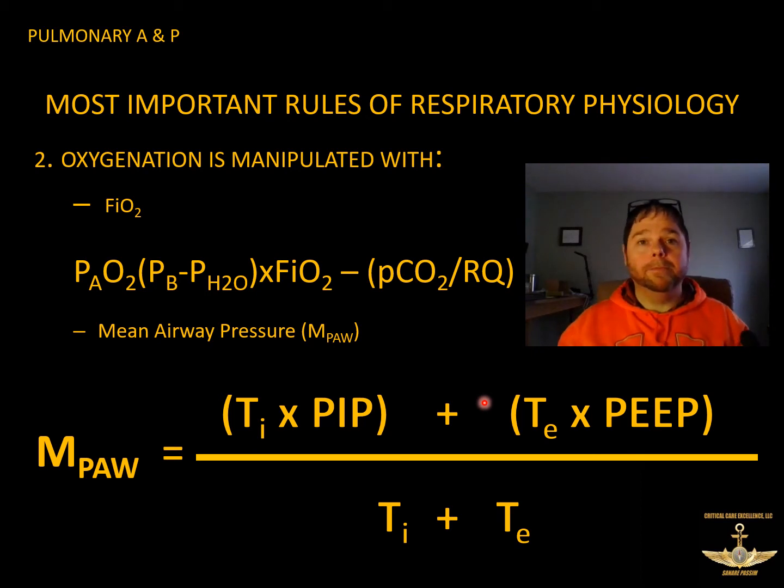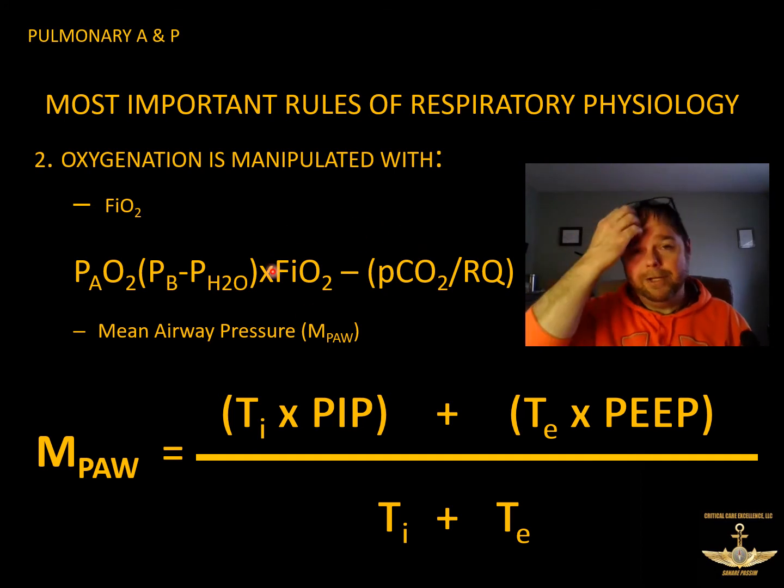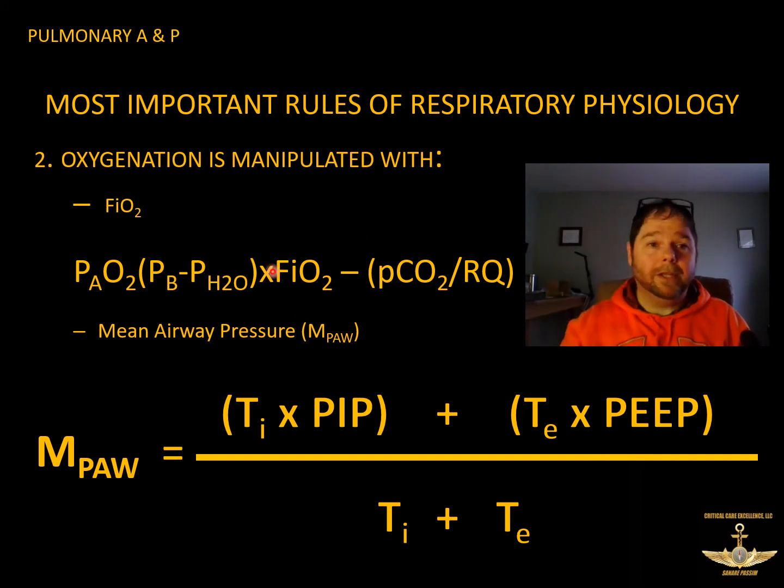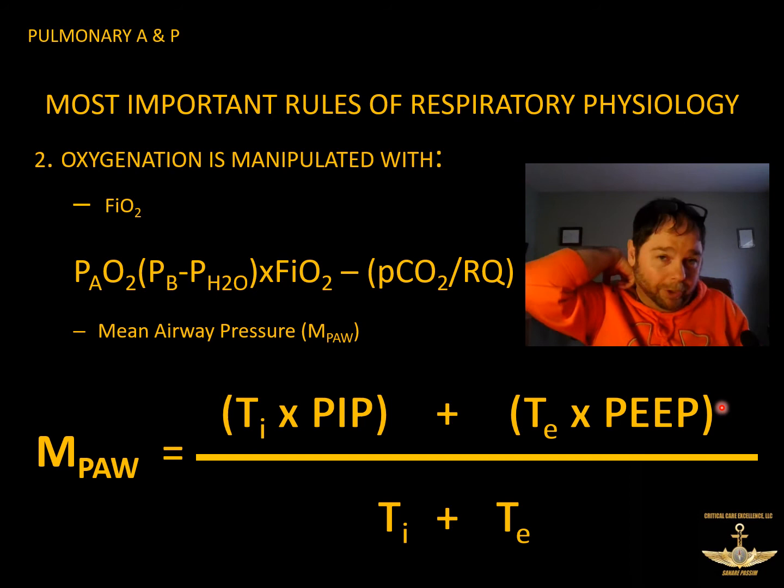So the trick becomes, well, what do you increase to do that? Once you have maxed out your FiO2, you've gotten this as high as you can, you've done all you can with that, and you still can't oxygenate somebody, then you're going to have to find a way to maximize your mean airway pressure. And this is really kind of the way you want to go to start with.